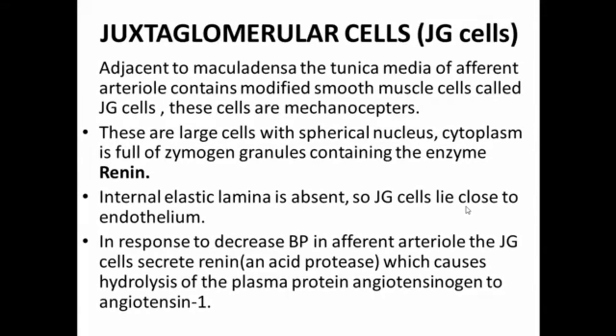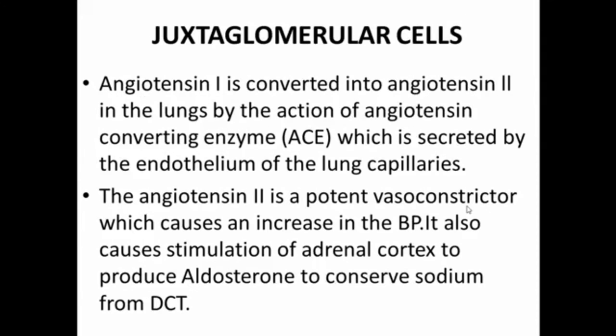Now, adjacent to the Macula Densa, the tunica media of the afferent arteriole contains modified smooth muscle cells called JG cells. These cells are mechanoreceptors. These are large cells with a spherical nucleus. Cytoplasm is full of zymogen granules containing the enzyme renin. And the internal elastic lamina is absent, so JG cells lie close to the endothelium. In response to decrease in blood pressure in the afferent arteriole, the JG cells secrete renin, which is an acid protease, which causes the hydrolysis of the plasma protein angiotensinogen to angiotensin 1.